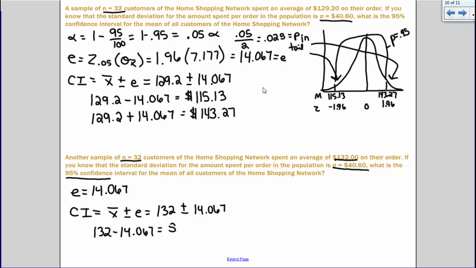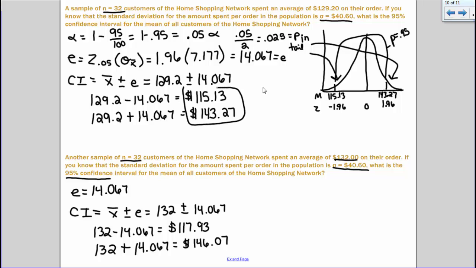117.933, or $117.93. And then the upper limit or the high end of our confidence interval, we take our sample mean and add the margin of error. And we end up with 146.067, or $146.07. So these are our confidence intervals. With this sample mean, we're 95% confident that the true population mean falls between $117.93 and $146.07. So if we drew these values, let's blue them out up here.